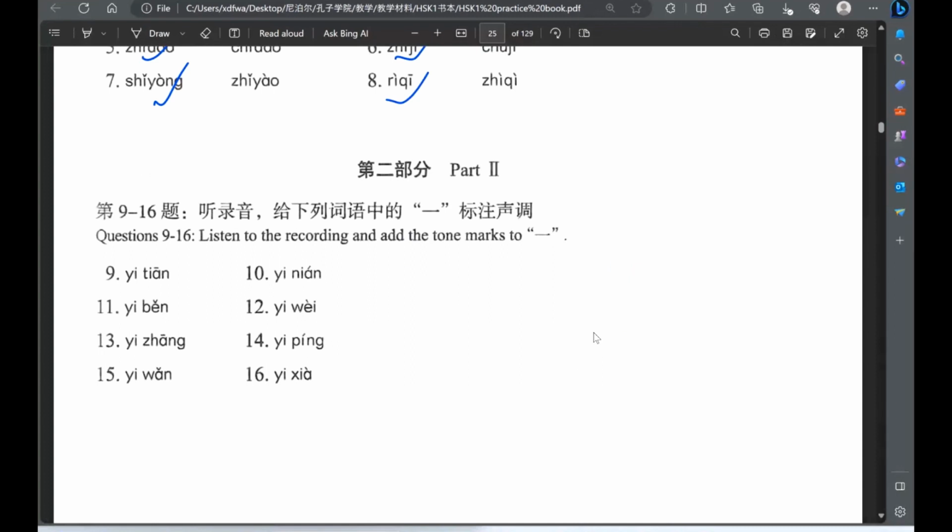第二部分 Part 2. 第9到16题，听录音，给下列词语中的一标注声调。Questions 9 to 16. Listen to the recording and add the tone marks to E.